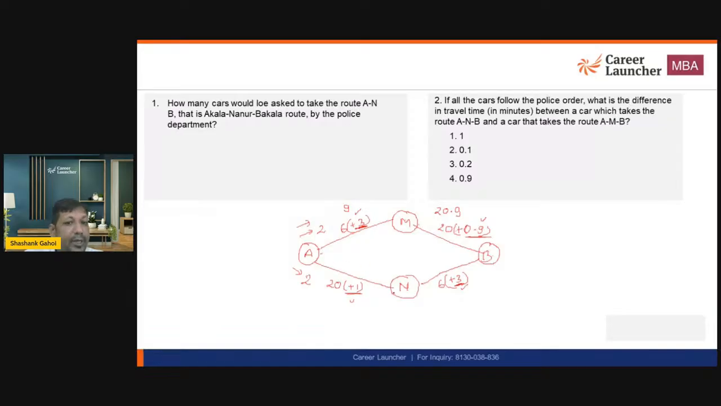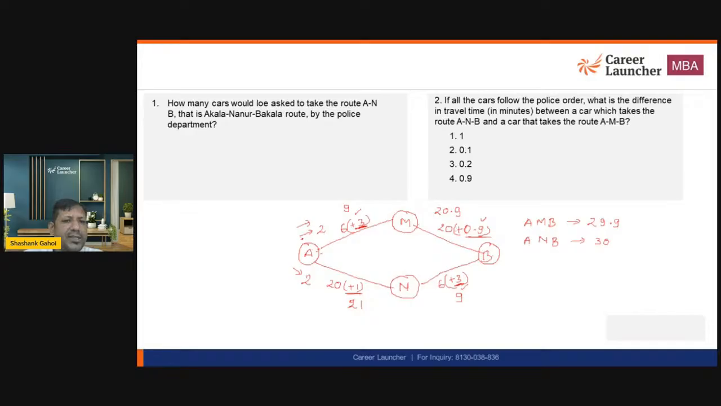Here the total time taken for 2 cars is going to be 21 minutes and the total time taken here is going to be 9 minutes. So for A, M, B, what is the total time taken? If 2 cars are going, that is going to be 29.9 minutes. And for A, N, B, total time taken is going to be 21 plus 9, or I would say 30 minutes. And that is going to be the minimum time.